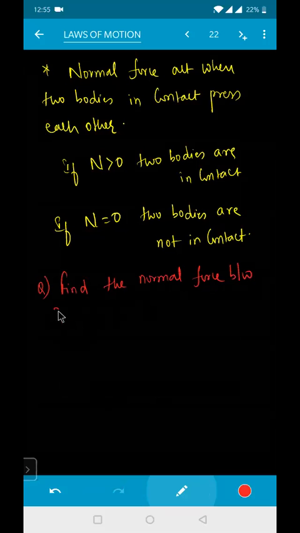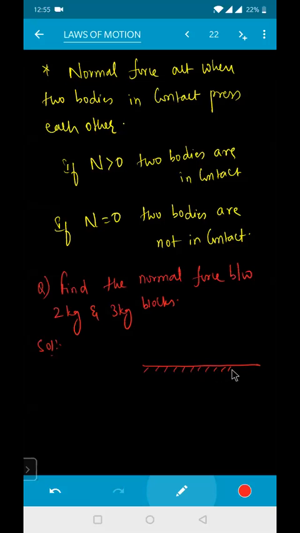Between 2 kg and 3 kg blocks. Think and give me the answer. This is your horizontal floor. On this one, we are keeping a block. One is your 2 kg and another is your 3 kg. Okay, not even. What is the normal force between them? Normal force between them. That means this is the contact.